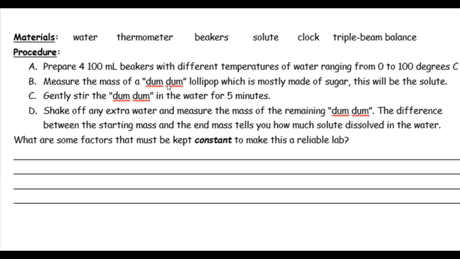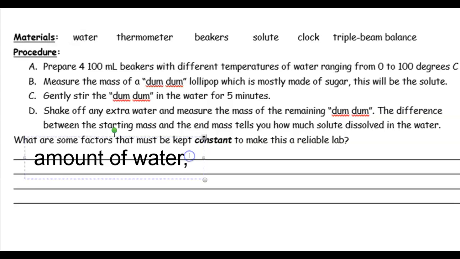Before we do this, let's think about some factors that we must keep the same. We know that we're using different temperatures of water, so that's definitely going to change. But what needs to stay the same? Well, for sure the amount of water. Each beaker should have the same amount. In this case, we're going to identify that as 100 milliliters of water. If you're stirring it, the amount of stirring has to be the same. So how you stir the water needs to be exactly the same. Why? Because stirring is a factor that can change solubility.